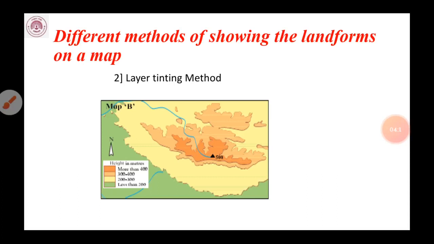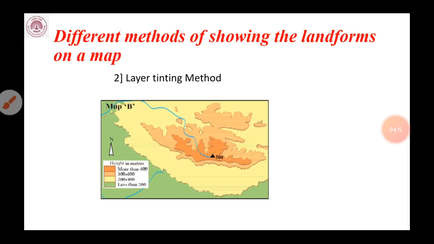Look at this figure. It is the layer tinting method, map B. This method is based on contour lines. In this method, the spaces between contour lines are filled with color. Each color indicates a specific height. If you observe this map, different colors are used to show the height of the place. Height is given in meters. Look at the bottom. A table is given. Here, different colors are given with their height.